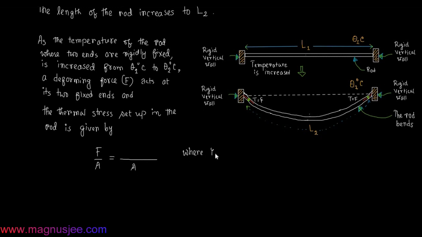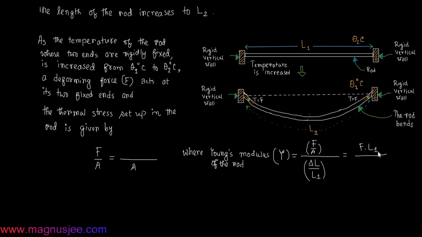Where Young's modulus of the solid rod, Y, is equal to normal stress, that is F by A, divided by longitudinal strain, which is delta L by L1. That will be equal to the product of deforming force into initial length, F L1, divided by A into delta L.